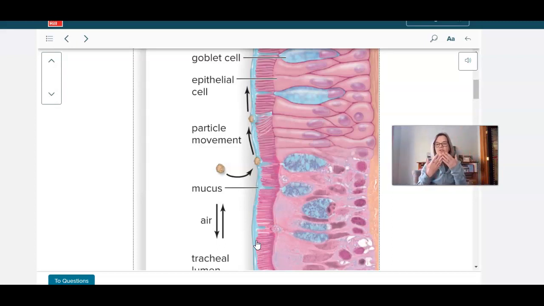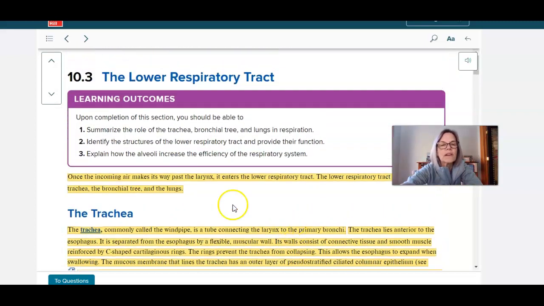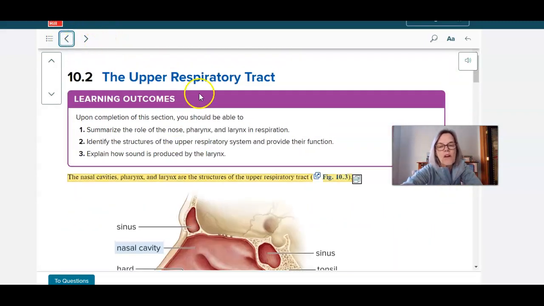And so as you breathe in, you can imagine that there's all sorts of dust and other particles that come in with the air. And so the cilia are pushing mucus up this way. So the dust gets trapped on the mucus, and then the cilia push the dust up, and you actually end up swallowing. Let me just go back to another picture.